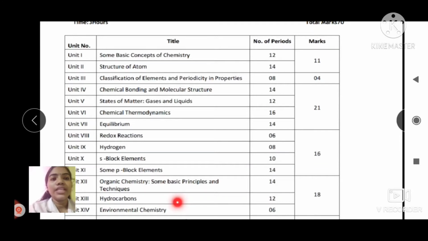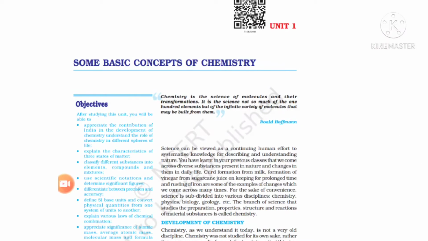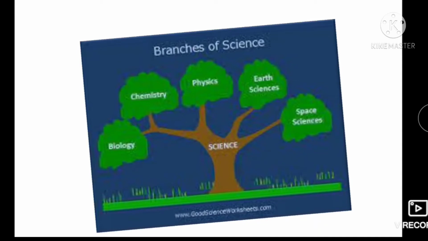is environmental chemistry. Now we are going to start new chapter 1, some basic concepts of chemistry. Today we are going to discuss about important concepts of chemistry and nature of matter. Since your lower classes, you have been studying science. What is science actually? Science can be viewed as a continuing human effort to systemize knowledge for describing and understanding nature.